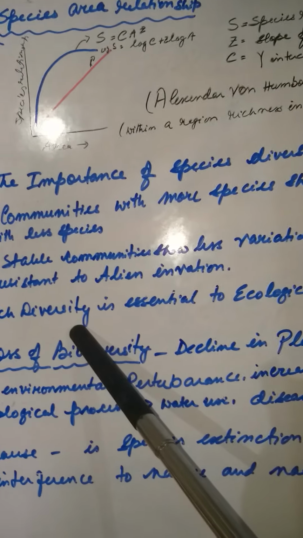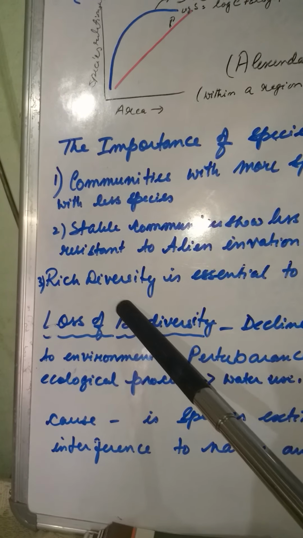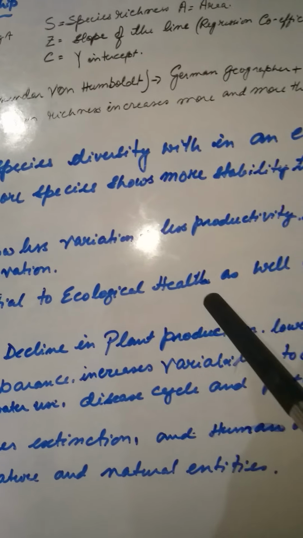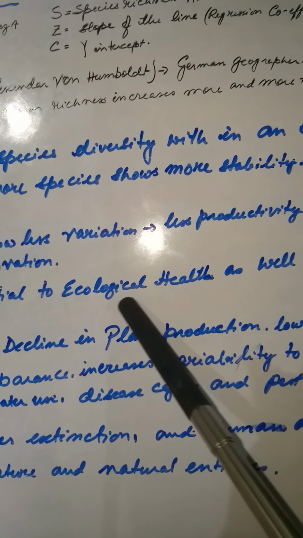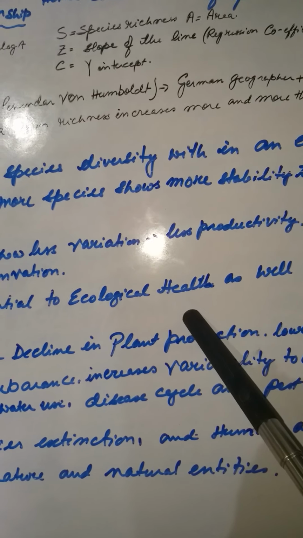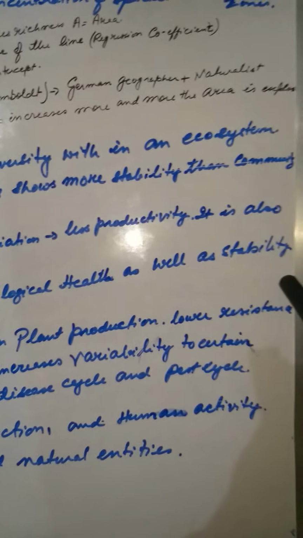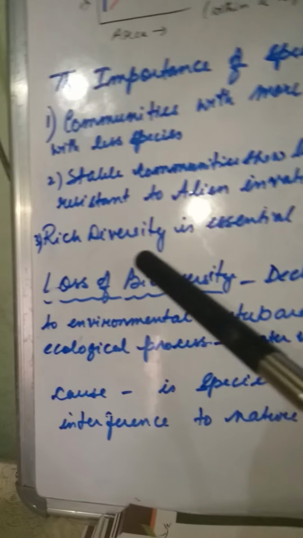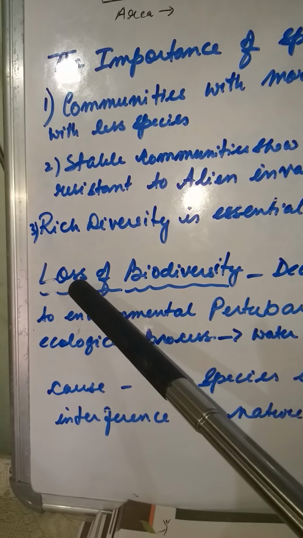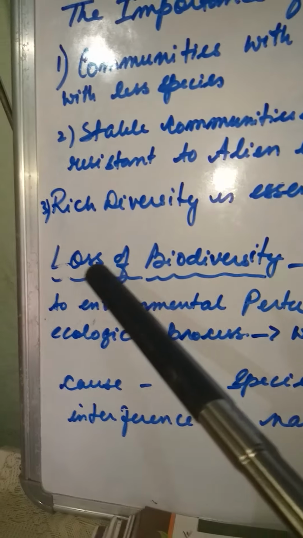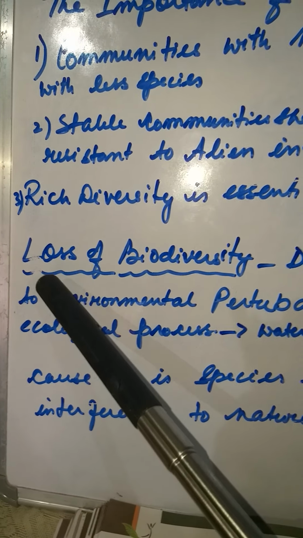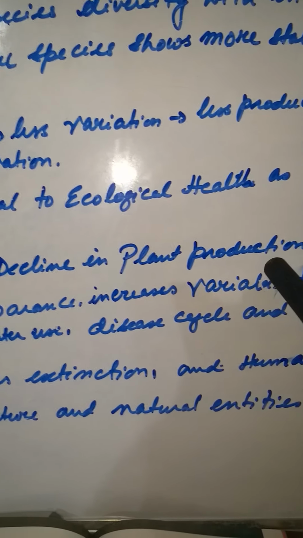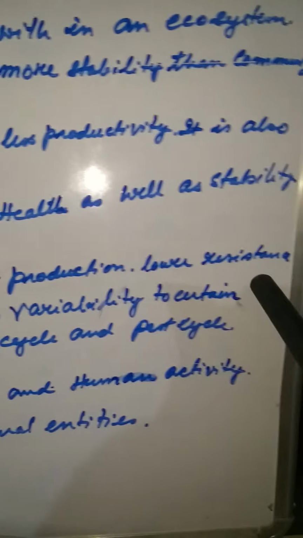So, the richer the diversity, the more communities you have, and it is essential for ecological health. Ecological health is a close community where the living and the non-living peacefully coexist in a closed system and the stability increases. Now, we have to take the contrast: the negative effect of species diversity loss, that is, loss of biodiversity. The loss of biodiversity means a decline in plant and animal populations and lower resistance.